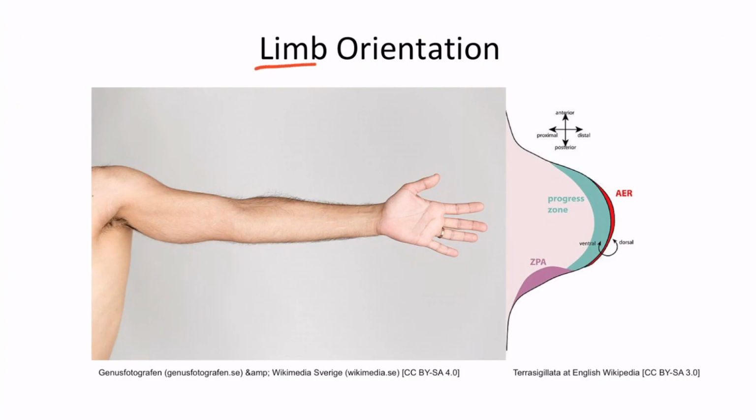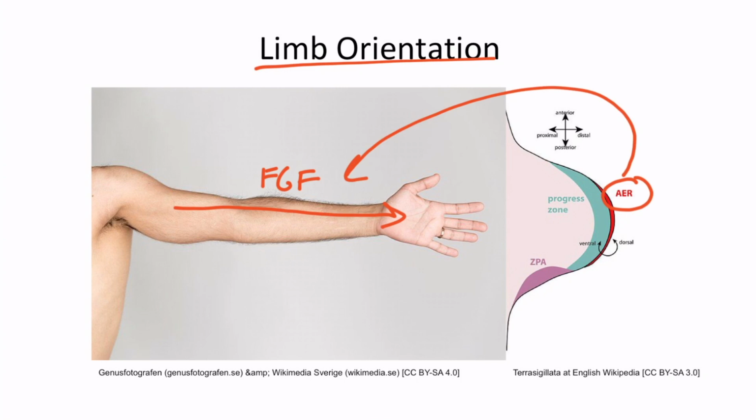This image shows the limb orientation, and it's growing outward like this, which again is done by FGF, and FGF is produced by the AER. And FGF specifically comes from the AER and acts in the progress zone to elongate the limb. So if you look at the key over here, FGF is responsible for proximal distal elongation.